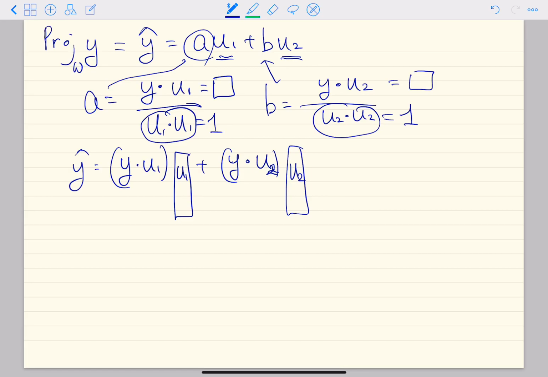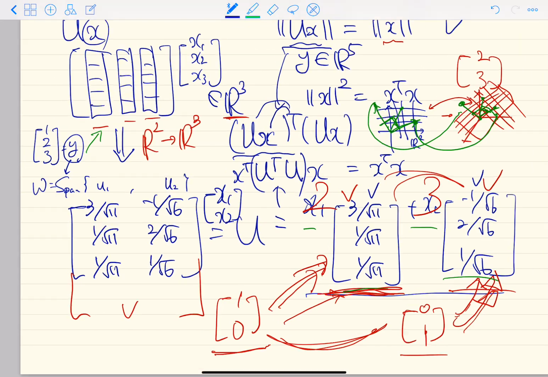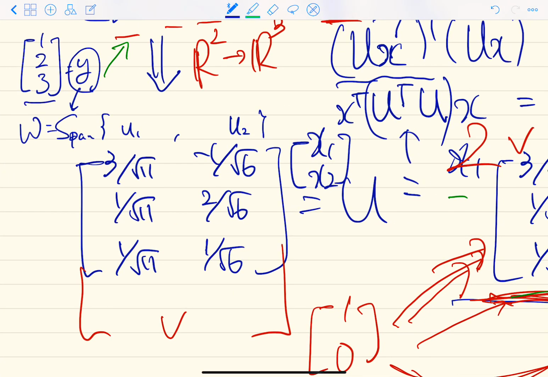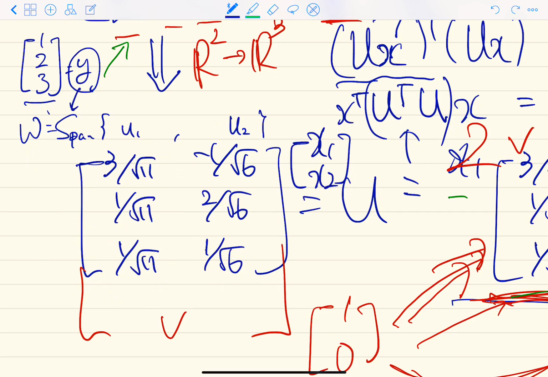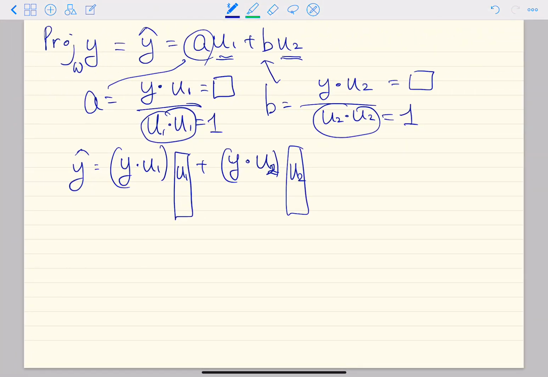So this is an orthogonal projection when our basis vectors for subspace W are orthonormal vectors, right? So in this example, if we consider this y, we just simply take the inner product between this guy and this guy and this guy, and that will work as A and B, the linear combination coefficients for our basis vectors. Okay.